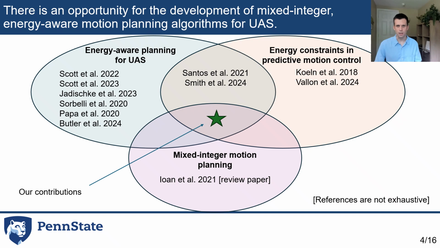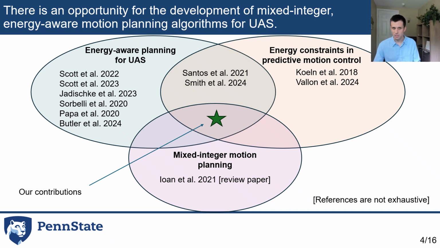Most of the work on energy-aware planning for UAS so far has focused on mission-level planning, which corresponds to the graphic on the left side of the previous slide. And that is what most of the references in the top left third of this Venn diagram correspond to. There's additionally been some work on incorporating energy constraints into predictive motion control formulations, and that's what the references in the top right third of the Venn diagram correspond to.